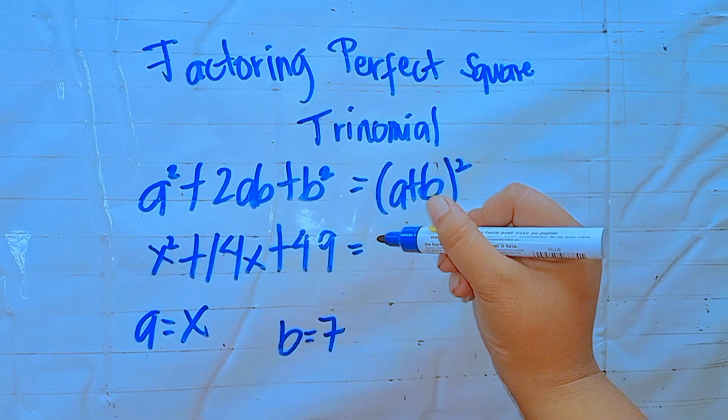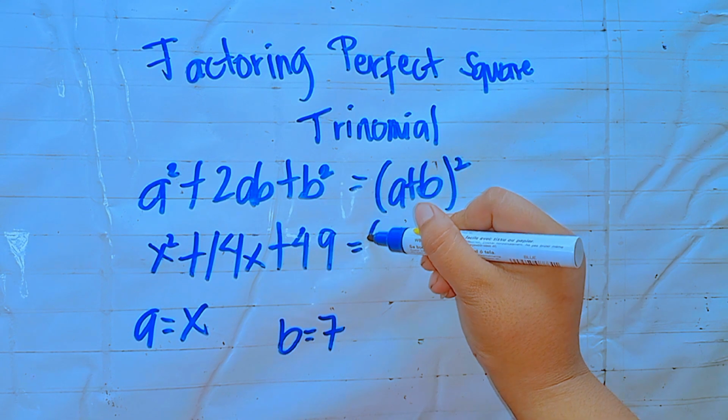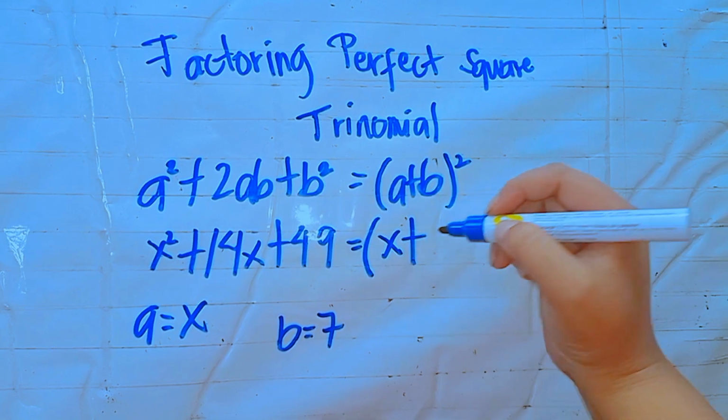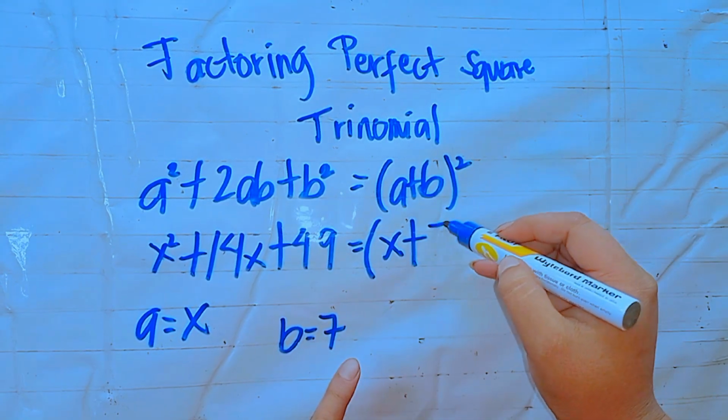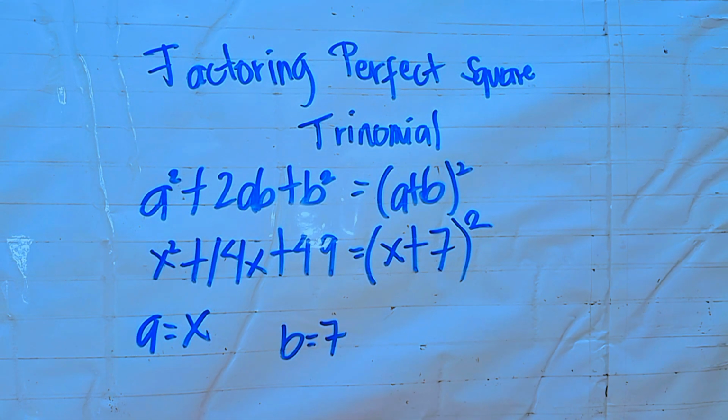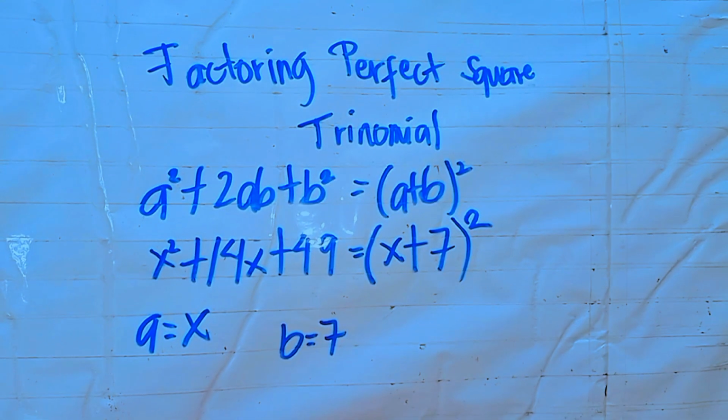Now, let's put in the missing terms. a is equal to x, then copy the add sign, then b is equal to 7, then squared. There you have it. Let's move on to the next form.